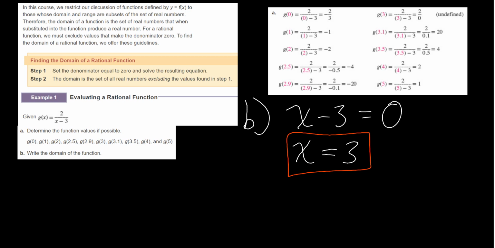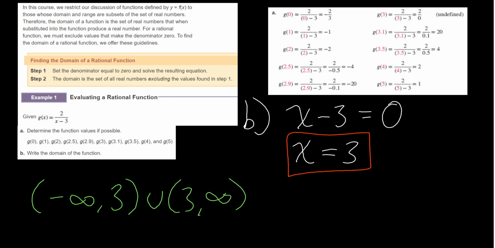Interval notation is basically looking at it on a number line. So you're going to say from negative infinity all the way to the number 3, and we put a parenthesis here, which means that we're not including the number 3. It's going to be unioned with 3 to infinity. So this is basically the intervals from negative infinity to 3 and 3 to infinity. We don't include the number 3 because step 2 says the domain is the set of all numbers excluding that value that I found.